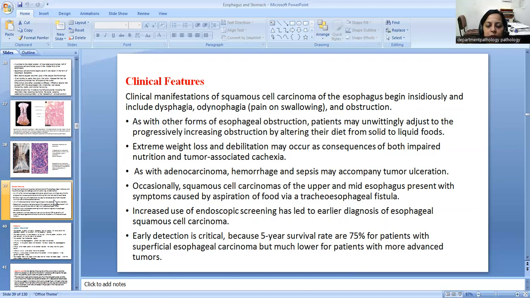Occasionally, squamous cell carcinoma of the upper and middle esophagus presents with symptoms caused by aspiration of food via a tracheoesophageal fistula. Increased use of endoscopic screening has led to early diagnosis of esophageal SCC. Early detection is critical because 5-year survival rates are 75% for patients with superficial esophageal carcinoma, but much lower for patients with more advanced tumors.